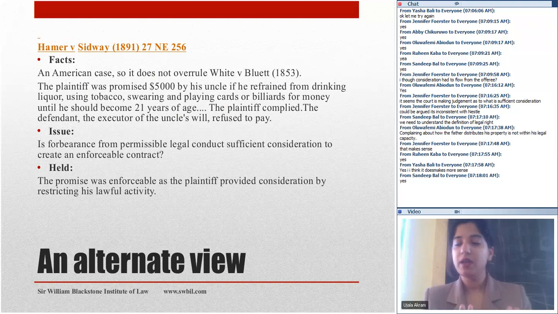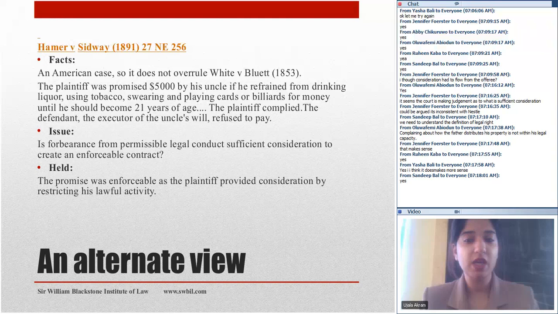At about the same time period, another case was decided in the U.S., and it is Hammer versus Sidway. Now you will see that it is an alternative view. Of course, as I always say, cases from other jurisdictions such as the United States are not binding in the UK, but of course they tell us how a court may approach that issue. So in that, it is an American case.